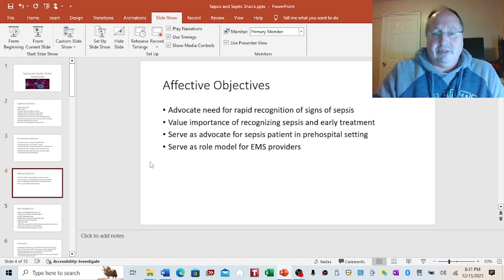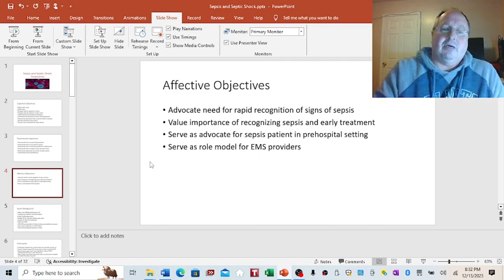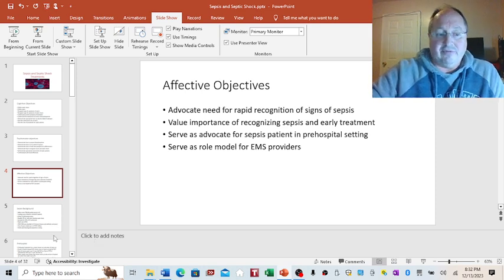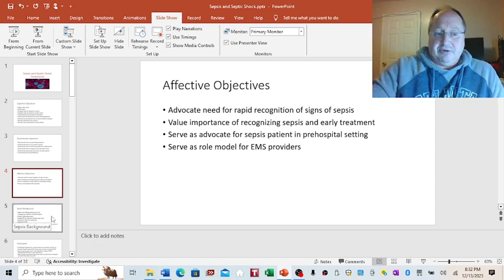Your affective objectives: advocate for the rapid recognition of signs of sepsis. The quicker we can get onto these signs and start treating these patients, the better the outcome is with them. Importance, again, of recognizing for early treatment. Advocate for your patient in a pre-hospital setting, knowing that what you're doing is benefiting them. And then serve as a positive role model for EMS providers.